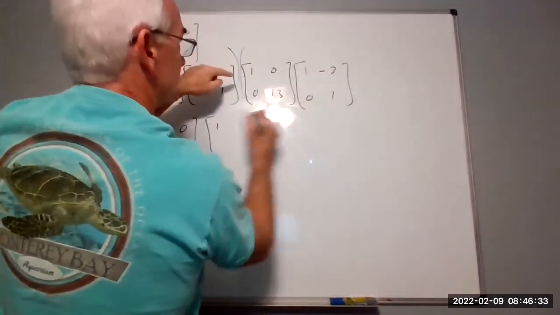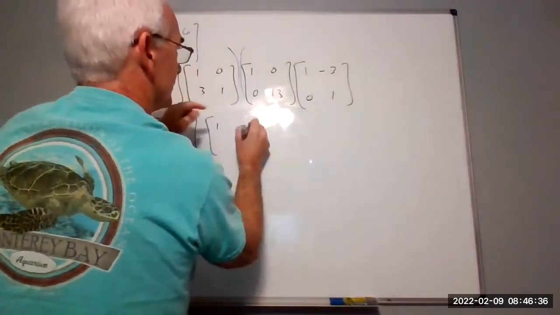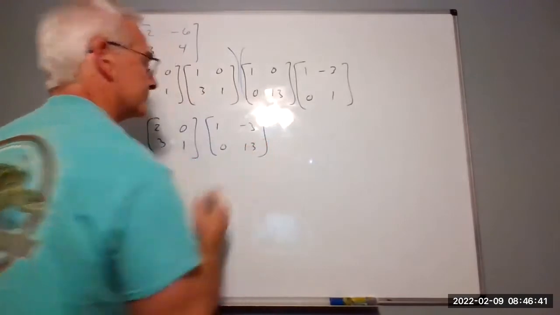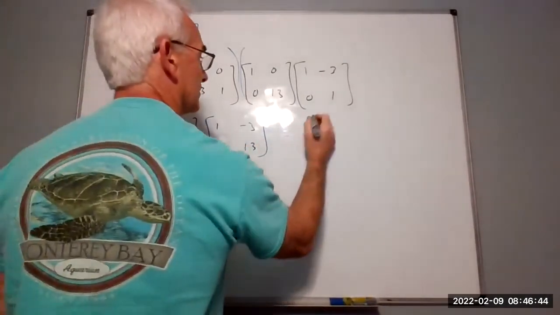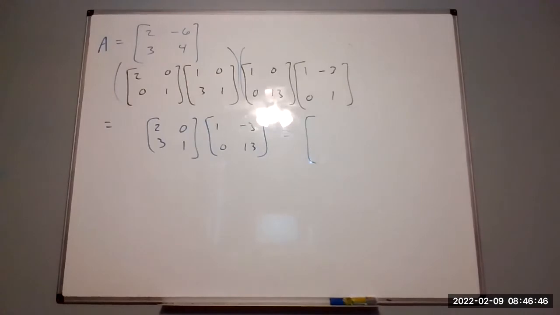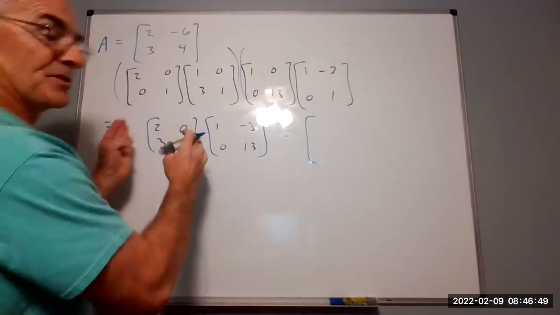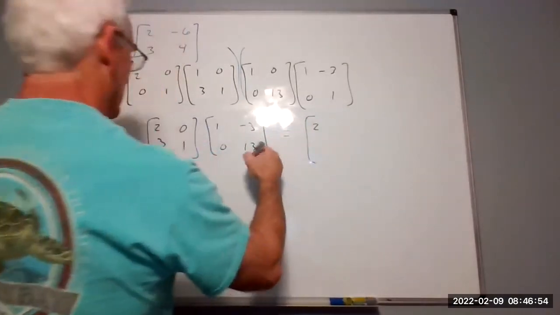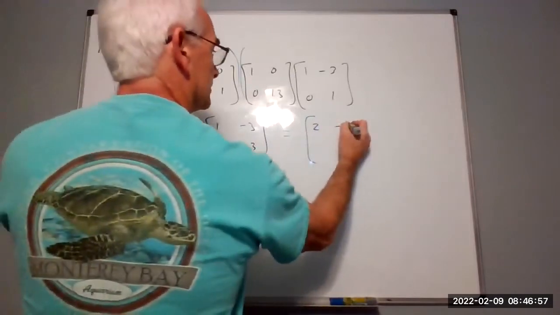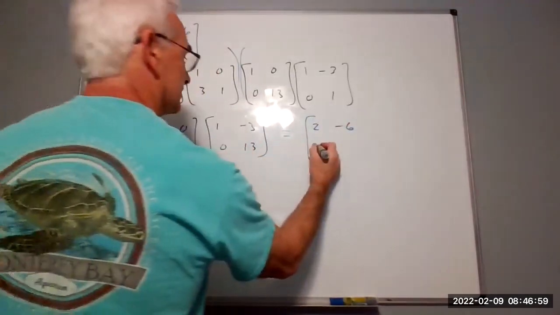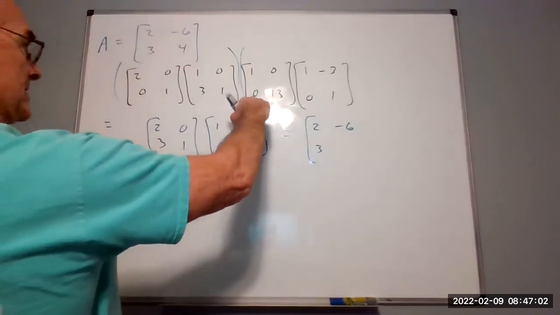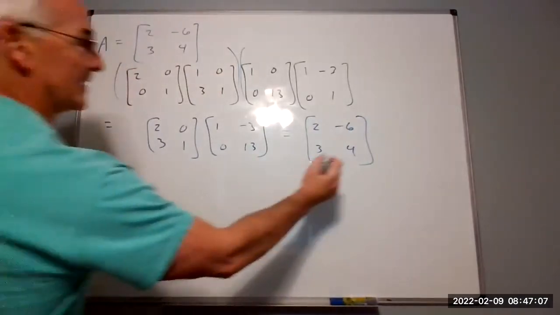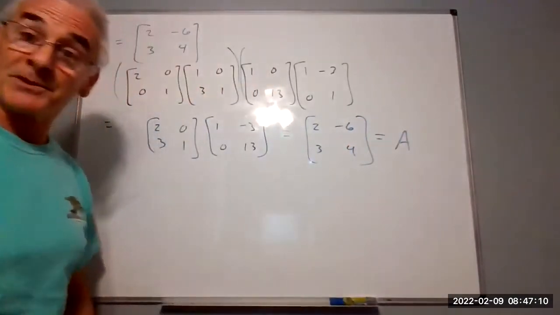1 plus 0, -3 plus 0, 0, 13. And now finally multiply these two together. When you're multiplying more than 2 matrices, you can only do 2 at a time, but you can certainly group them in such a way that it's convenient. So now 2 plus 0, -6 plus 0, 3 plus 0, and -9 plus 13. And folks, I do believe that is our original matrix A.